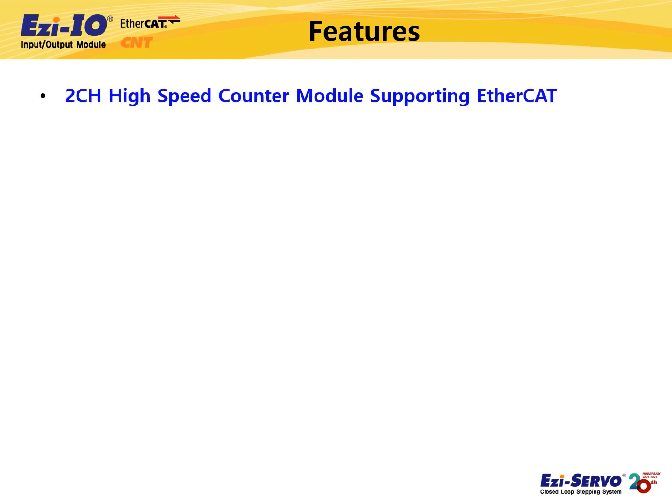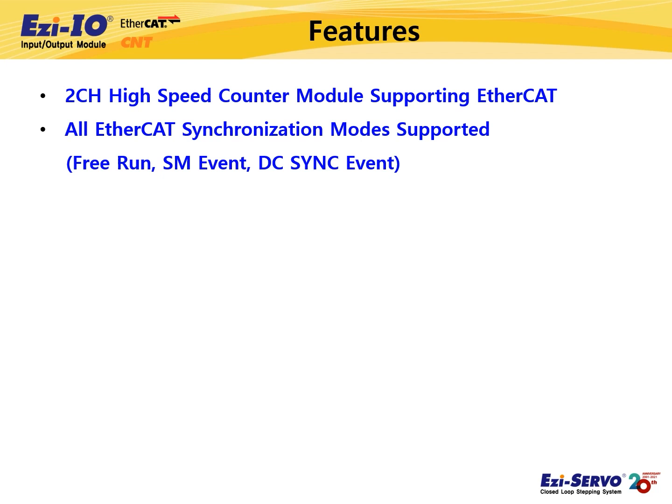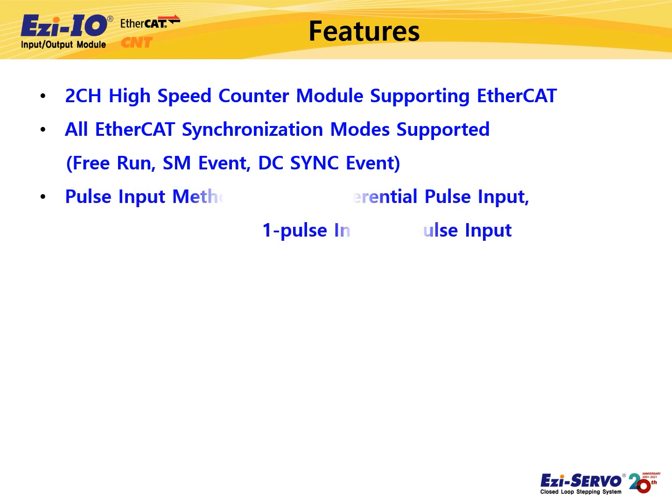Firstly, Ezi-IO EtherCAT CNT is a 2-channel high-speed counter module which uses EtherCAT network. Ezi-IO EtherCAT CNT supports all EtherCAT synchronization modes, free run, SM event, and DC sync event, so you can select a synchronization mode according to the purpose of use. Also, Ezi-IO EtherCAT CNT supports phase difference pulse input method, 1-pulse and 2-pulse input method. I will explain each pulse input method in detail.